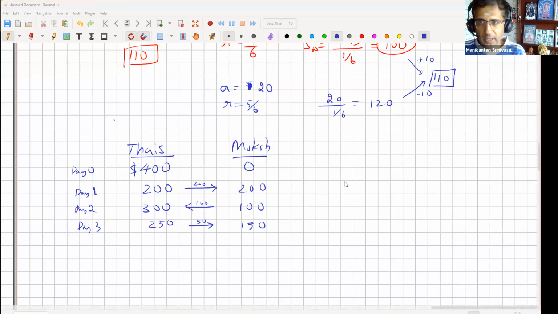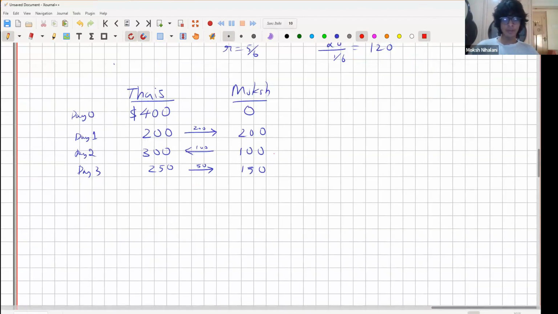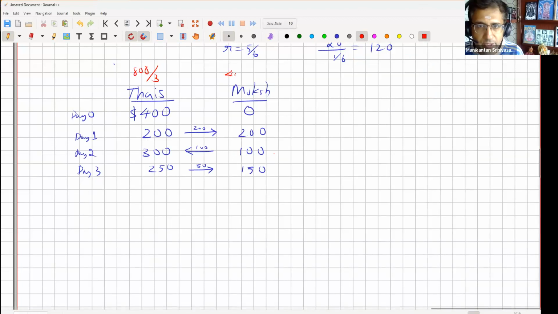Okay, Moksh, why don't you explain your answer? My answer was that at the end of this game, Thais would have approximately 800 upon 3, and I would have approximately 400 upon 3. Please explain your answer.